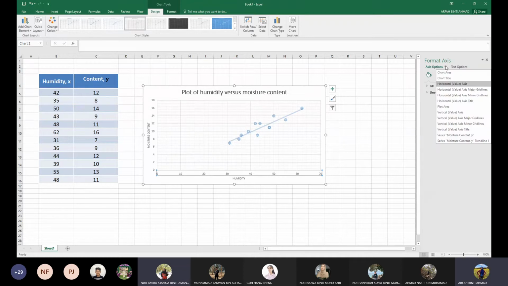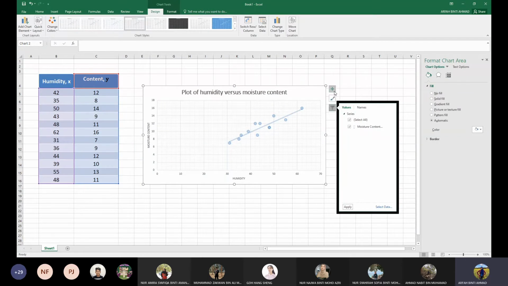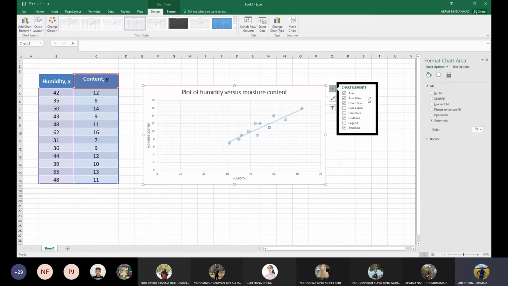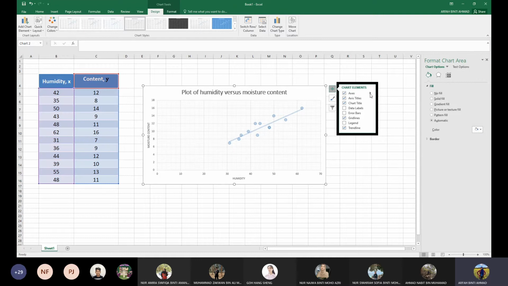So awak boleh juga kalau nak edit, nak letak fill ke, text option. Okay. So that's one. So nanti dapat filter value. Access. More option. Ni dia punya more option. Access, yes.